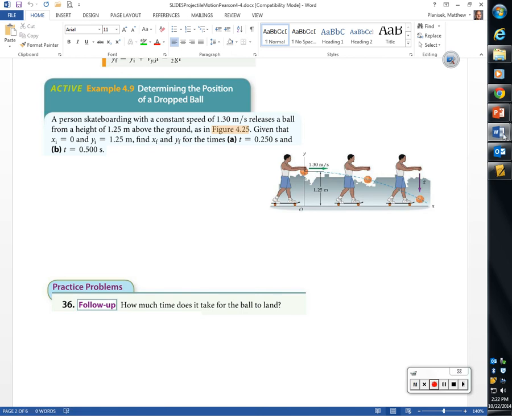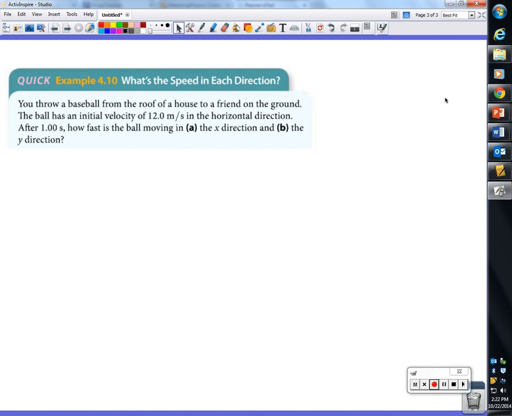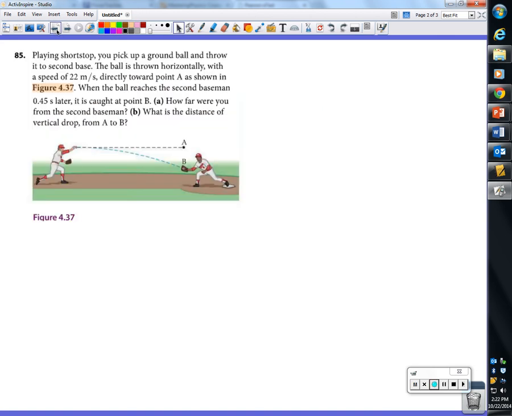If you would please open up to page 146 of your book, page 146. And on page 146, you will see problem number 85. So, it's a problem about baseball because the World Series started yesterday, much to Miss Dietrich's chagrin, but whatever.